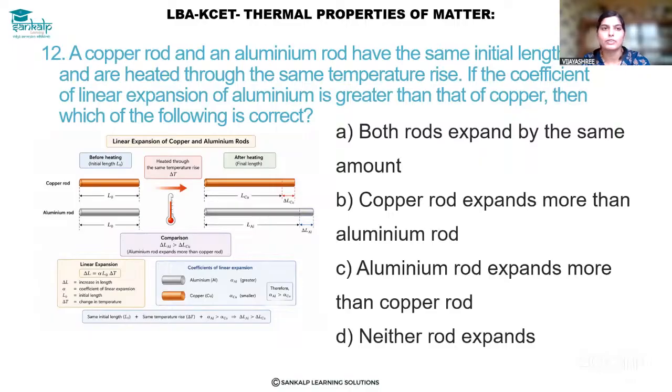Okay. What are we given? We are given two rods. One is a copper rod, another one is an aluminium rod. One more thing we are given, that the coefficient of linear expansion for the aluminium rod is greater than that of copper. Aluminium has the higher coefficient compared to copper. So what do we have to do now?